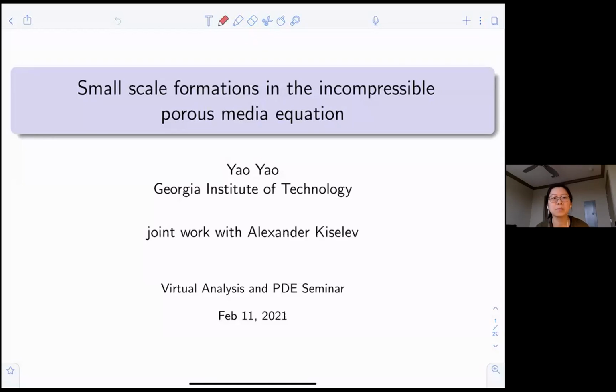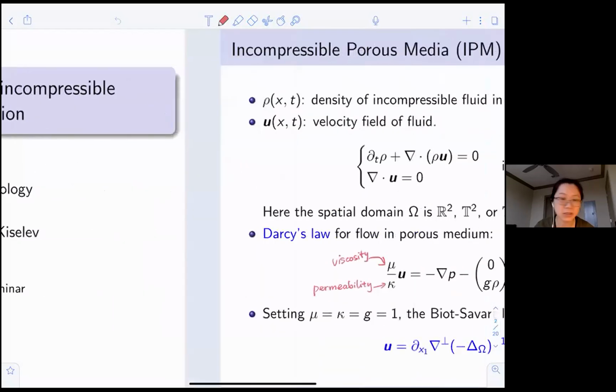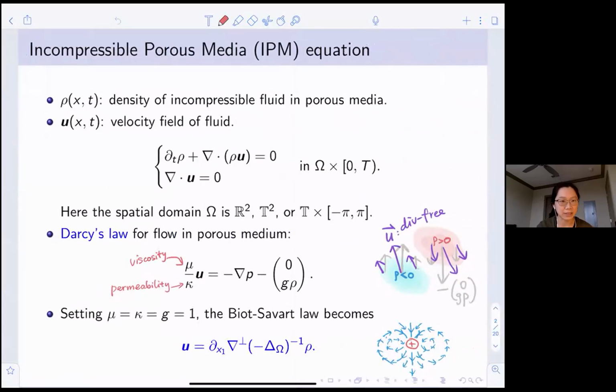So today I will be talking about a new joint work with Sasha Kiselev about the small-scale formations in the incompressible porous media equation. Let me first introduce what that equation is. Let's say that we have some density of the fluid. They are incompressible, and what is special is that they are living in the porous media. Let's think about sand as an example.